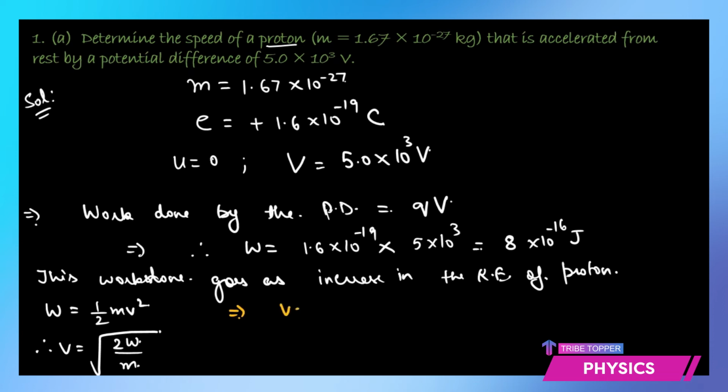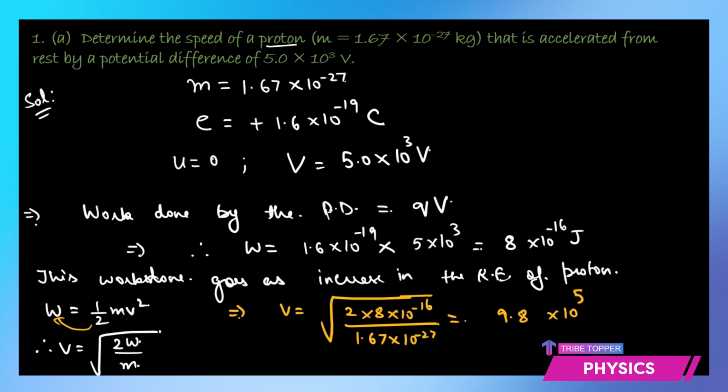That means v is equal to the square root of, I hope everyone understood that work done is half mv squared, because the work we are doing in accelerating the proton appears as the kinetic energy of the proton. So from here you get v is equal to the square root of 2 times W over m. Now plug in the values: 2 times W, 8 times 10 to the power negative 16, upon the mass of the proton, 1.67 times 10 to the power negative 27. So this comes out to be 9.8 times 10 to the power 5 meters per second. So this is the speed gained by the proton.